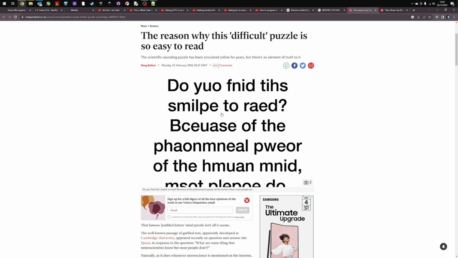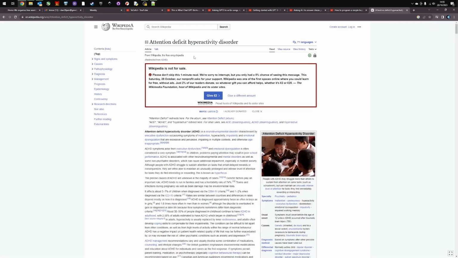So the issue here is not that the mind of an ADHD reader cannot understand the words. It's that the words all join together. So this ends up becoming one homogeneous mass of text, which makes it very difficult to discern where the word starts and where the word ends.